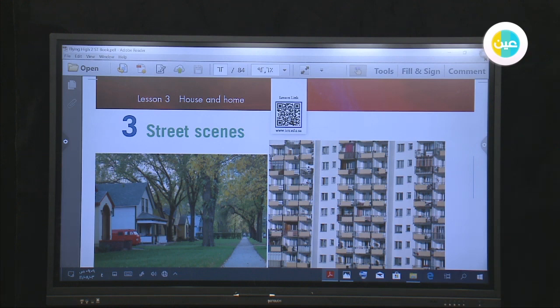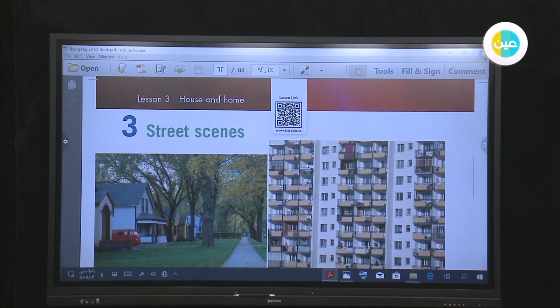Our objectives are: 1. Develop the unit topic, street life. 2. Expose students to colloquial spoken discourse. 3. Teach used to and would. 4. Develop listening, reading, and writing skills. These are our objectives today.